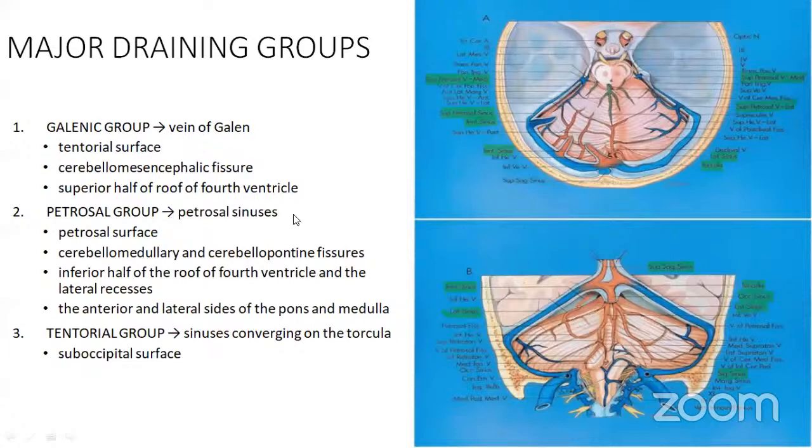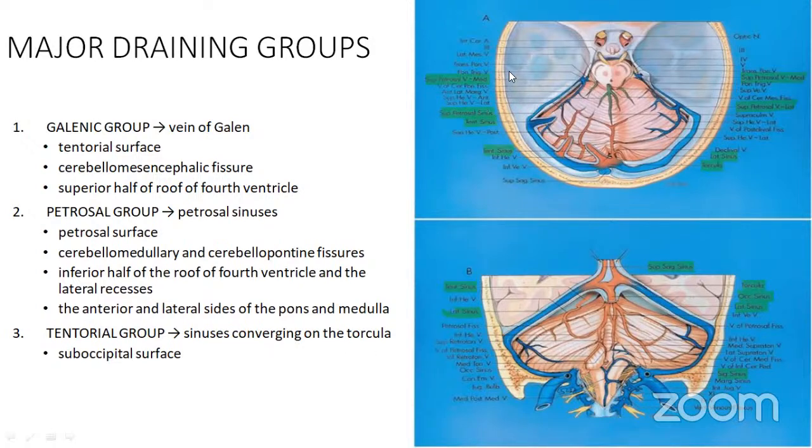The groups that we discussed drain from the cortical surfaces of the cerebellum and the brainstem and the deep surfaces through the arachnoid layer to the dural sinuses. These have been divided into three major groups: a Galenic group that drains to the vein of Galen, a Petrosal group that drains to the petrosal sinuses, and a Tentorial group which drains to the sinuses converging on the torcula.